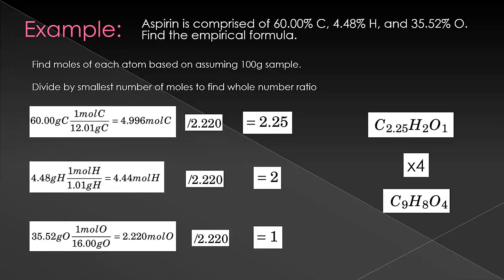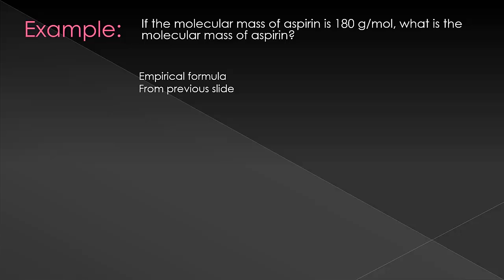Now, oftentimes, a problem like this will be continued by saying, then find the molecular formula. If that is to be asked, some level of other information will need to be given. For instance, I tell you that the molecular mass of aspirin is 180 grams per mole, and I ask what the molecular formula of aspirin is. So we have some information from the previous slide. We know that this is our empirical formula. Now, in order to find what our molecular formula is, we need to know what we need to multiply the empirical formula by.